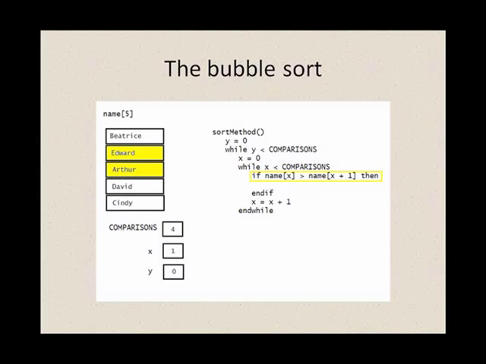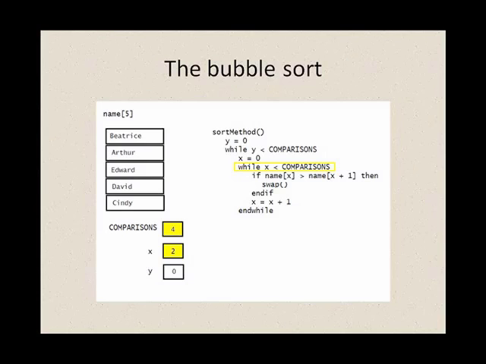Now you compare name 1 and name 2. Edward is greater than Arthur alphabetically, so you do perform the if statement and you swap them. You reverse the positions of Edward and Arthur so they become Arthur and Edward. That's the end of the if, and x becomes 2. You reach the bottom of the loop and compare x to comparisons again.